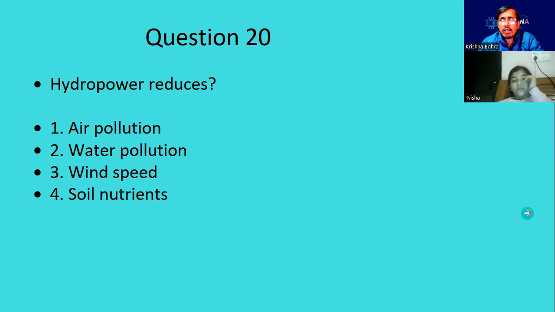So the question I wanted to ask is, if we haven't developed a hydropower plant, and we are doing something else like a thermal power plant or coal burning plant to produce energy, what is the advantage of hydropower over other kinds of energy producing plants like thermal and coal burning plants?